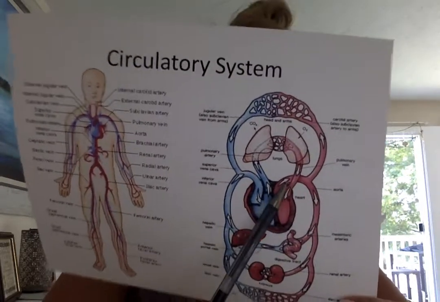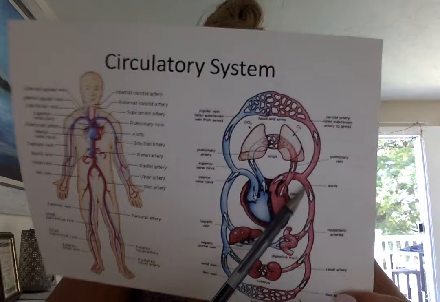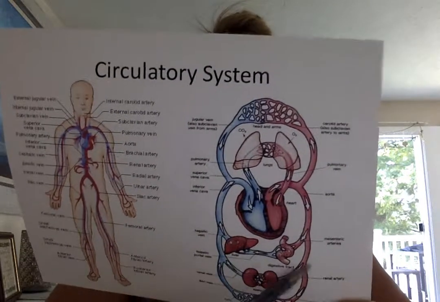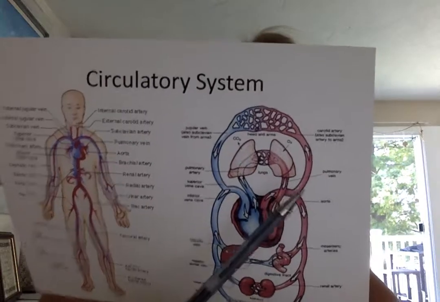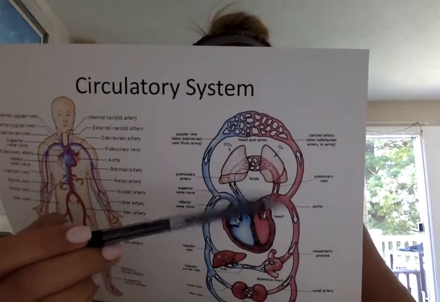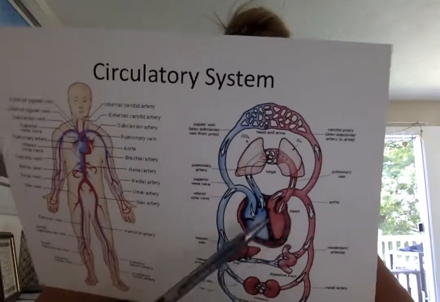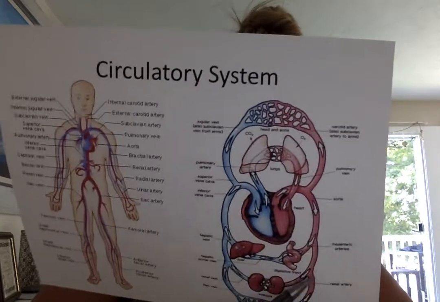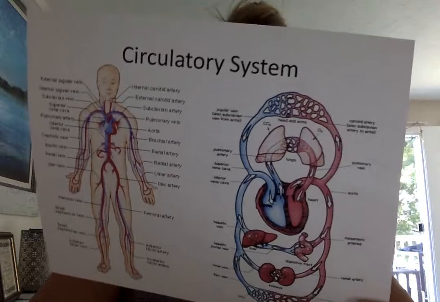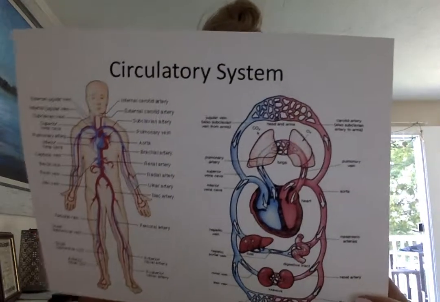The blood is oxygenated blood, and it travels to upper and lower body parts through things called arteries. Some of these arteries are known as the carotid artery. We have the mesenteric artery right here, the renal artery, the iliac artery down here.